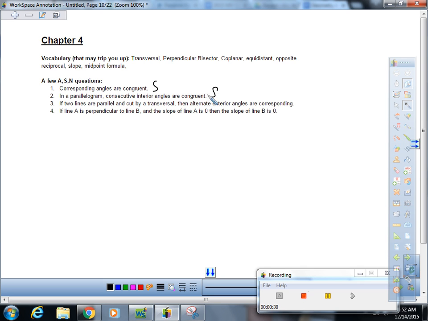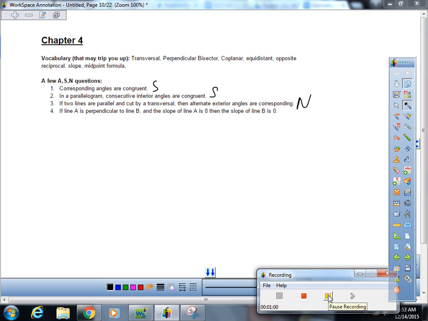If two lines are parallel and cut by a transversal, then alternate exterior angles are corresponding. This would be never, because angles that are corresponding have one on the inside and one on the outside, and alternate exterior angles are both on the outside.